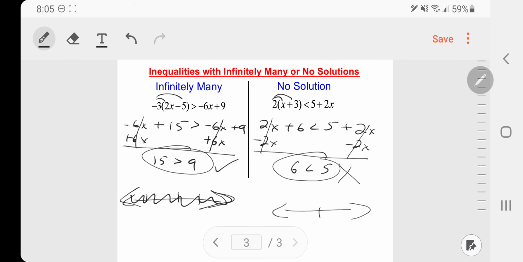Okay, so again, most of your answers for these will have a solution. It'll be x is greater than some number, x is less than some number. But in these cases, what we find is when our x's cancel out, there are a couple of options. You could have either, on the left, infinitely many solutions, or on the right, something that has no solution.